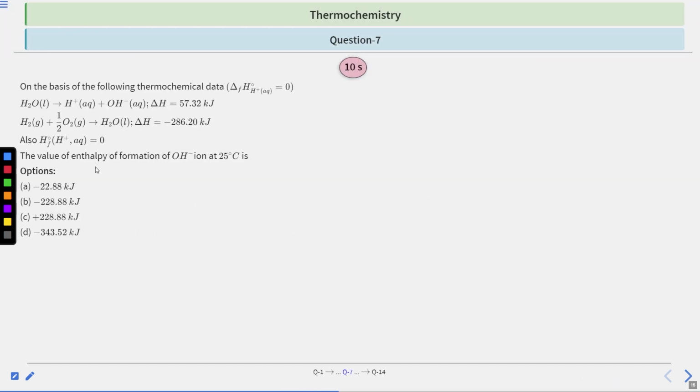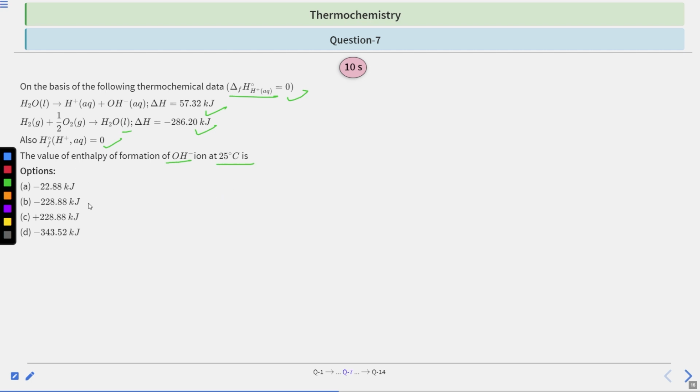Okay, let's move to question number 7. On the basis of the following thermochemical data, delta H naught for formation of H positive in aqueous solution is equal to 0, it is given. So we have two equations: the ionization of H2O in liquid state, and the formation of H2O in liquid state, and we have their enthalpies here. Also the standard enthalpy of formation for H positive is 0, which is already given. So we have to find the enthalpy of formation of OH minus ion at 25 degrees Celsius.